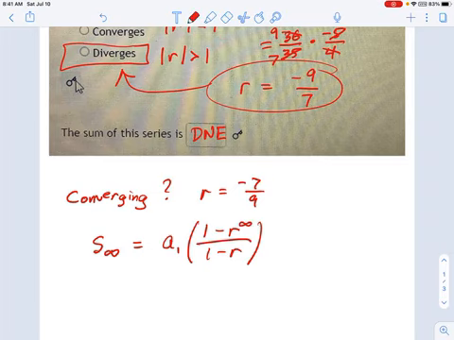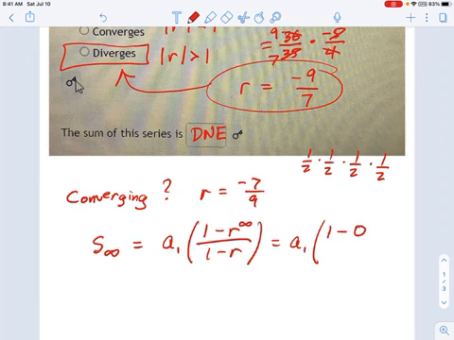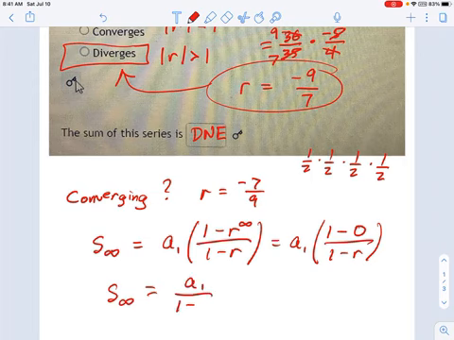And when the absolute value of R is less than 1 and you raise it to an infinite power, I think it's easier to think about it in terms of like 1/2. 1/2 times 1/2 is a quarter, right? Times another 1/2 is an eighth. Times another 1/2 is a 16th. These numbers keep getting less and less and less. So this turns into A1 times 1 minus 0 over 1 minus R, which should be familiar, the formula for an infinite converging geometric series.